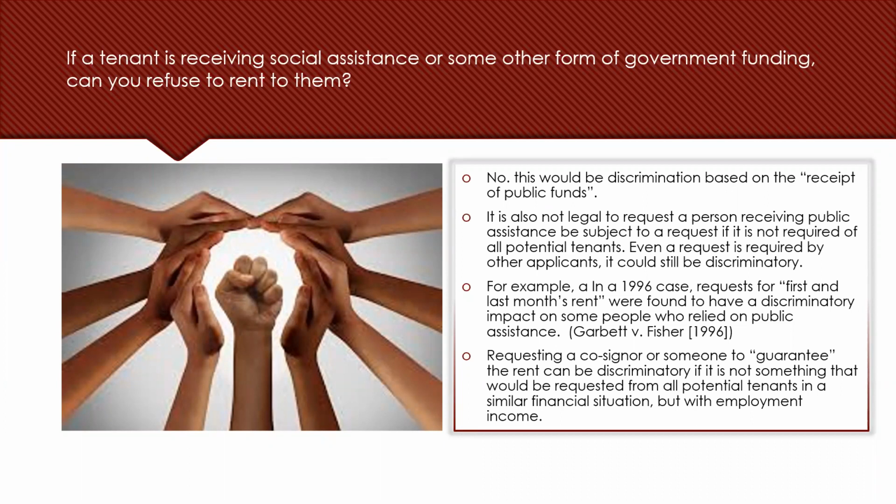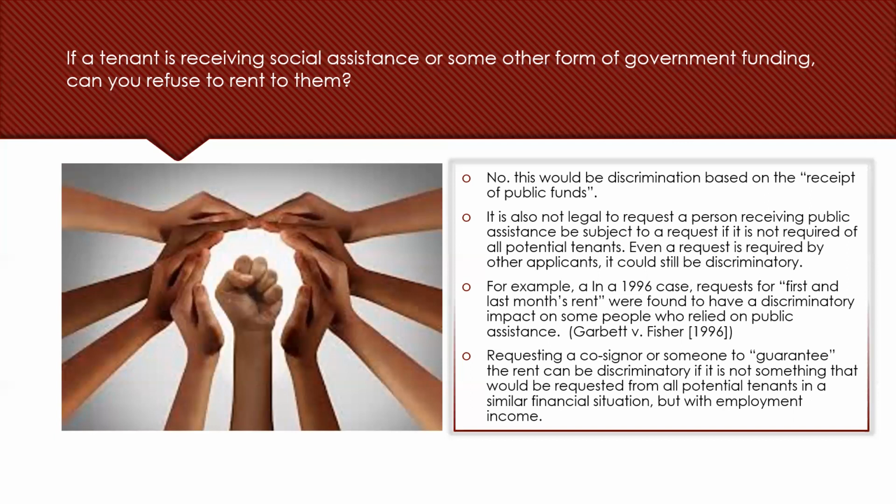So I'll give you an example. The case is Garbutt and Fisher. It's a case that was decided in the British Columbia Human Rights Tribunal in 1996, where they found that in some cases, asking for a first and last month's rent deposit were discriminatory on certain people who relied on public assistance. Now, this is probably not relevant to 99% of the rentals that you are engaging in, but if you have a rooming house or a rental property that in effect targets lower income individuals, this is something that you need to be conscious of.